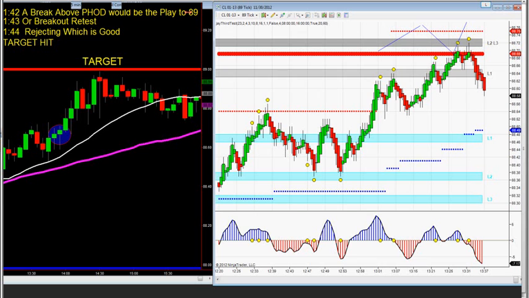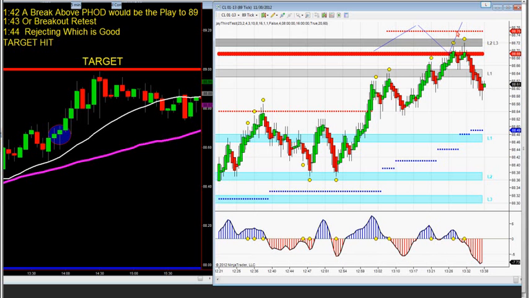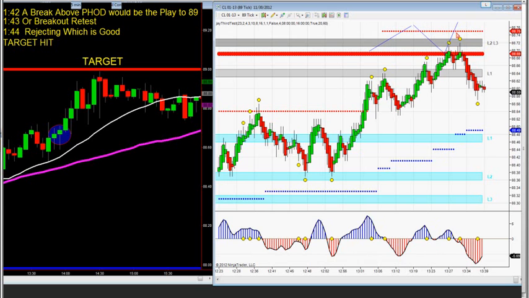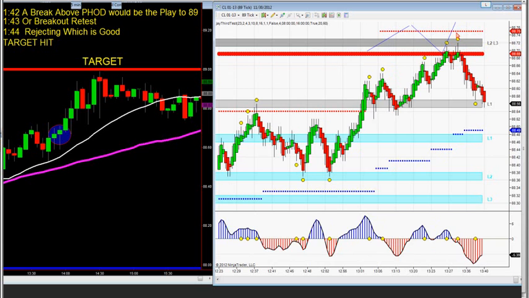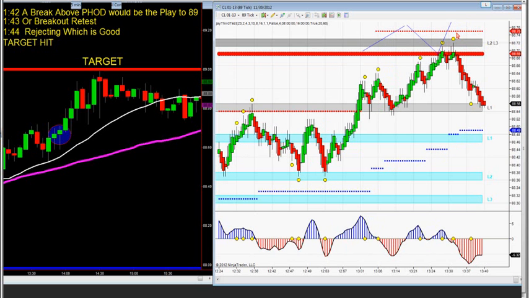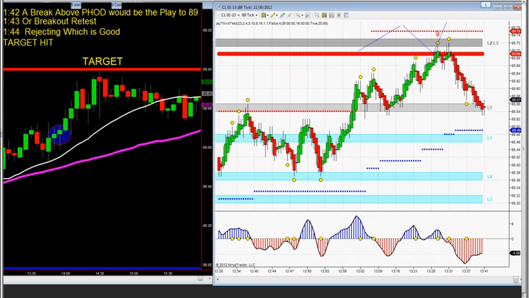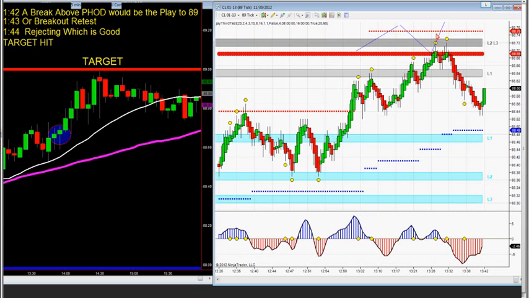At 1:42, I said a break above previous high of day would be a play to 89. We use these symmetry dots to get into major breakout trades. Some trades are 40 to 60 ticks. That's $400 to $600 per one contract with a $100 risk. That's a 4 to 6 average, a $500 trade with a $100 risk. When we break through these symmetry dots with a 2/3 candle close, I tell my traders to get long.